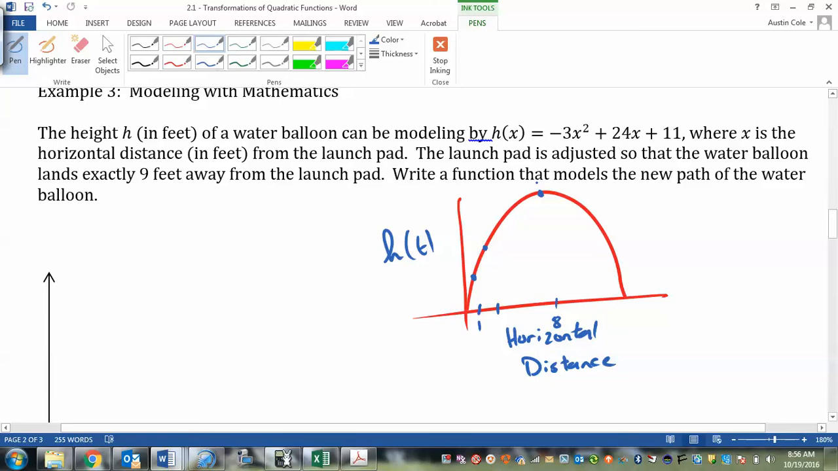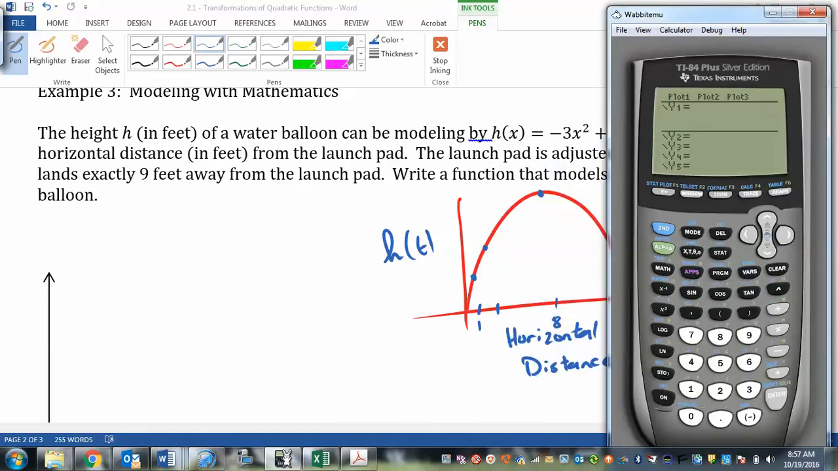Okay? Now, here's the thing. It says the launch pad is adjusted so that the water balloon lands exactly 9 feet away from the launch pad. So here, maybe the launch pad's here. That's about 9 feet. It's going to land 9 feet away. Write a function that models the new path of the water balloon. Okay? Here's what we're going to do. We're going to use our graphing calculator.